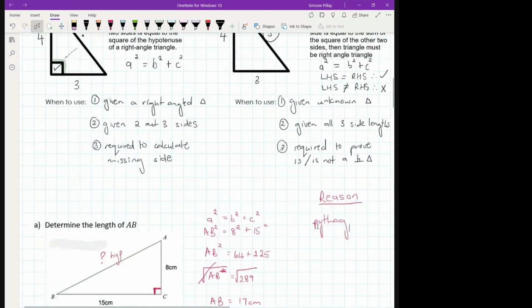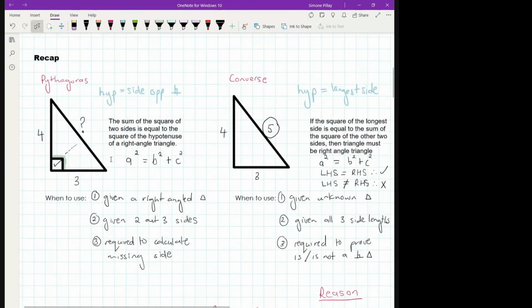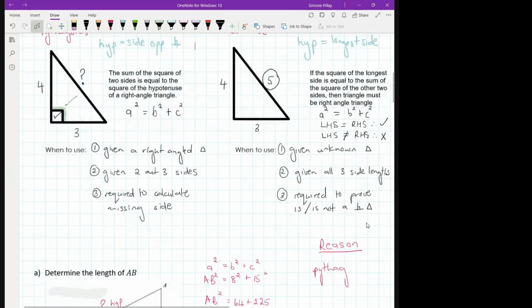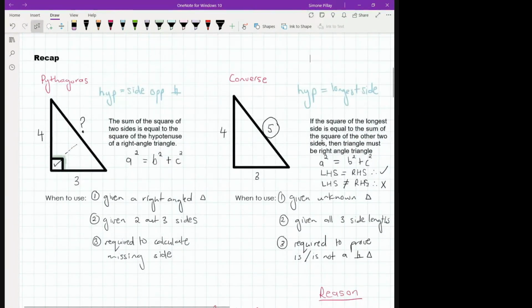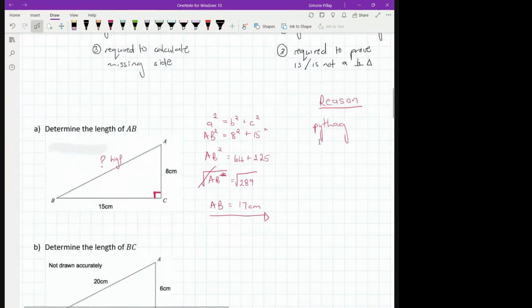Remember, this is why you're always going to go back to Pythagoras. When you're calculating a missing side, you're just going to use Pythagoras, so your reason is just going to be Pythag. Only when you're actually proving that it's a right angle triangle are you going to use the converse Pythag. Does that make sense? Yes, ma'am. Great. Thank you very much, Emefiele.